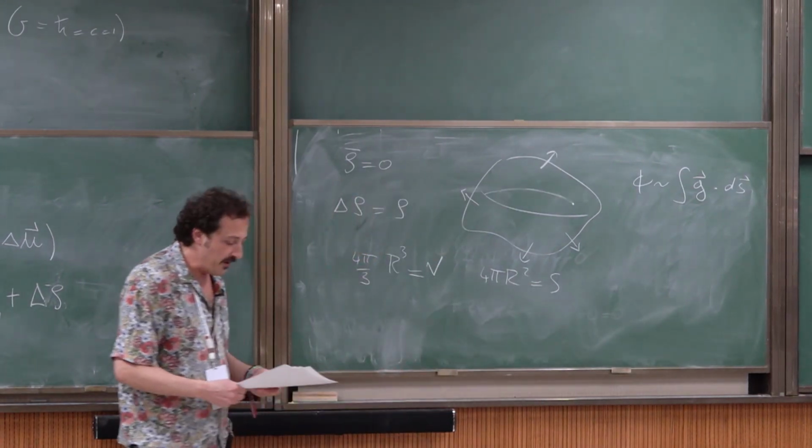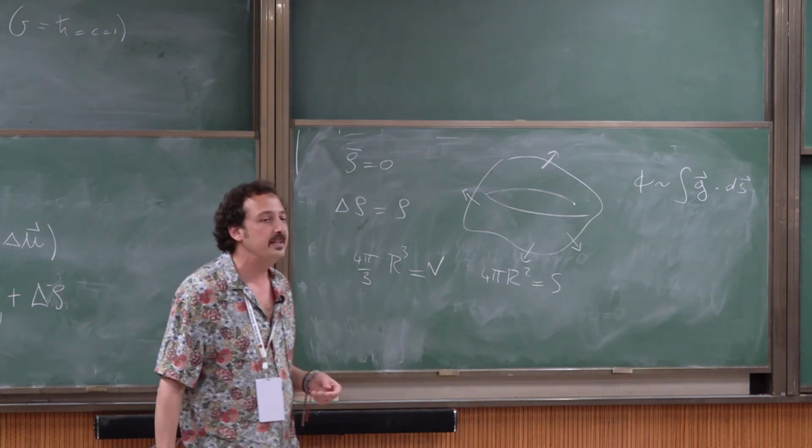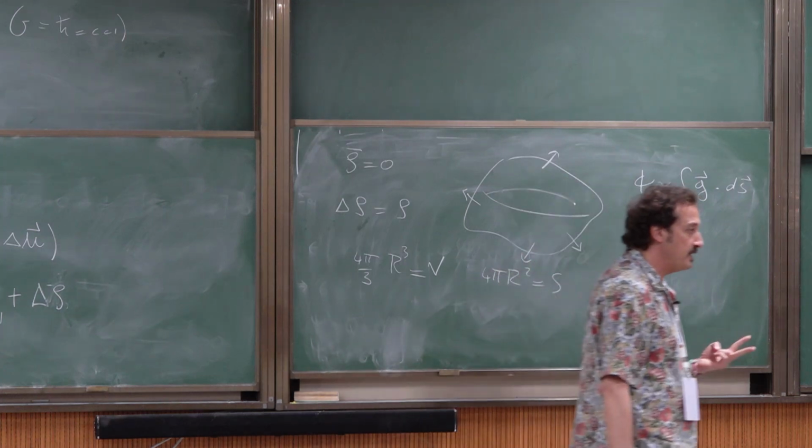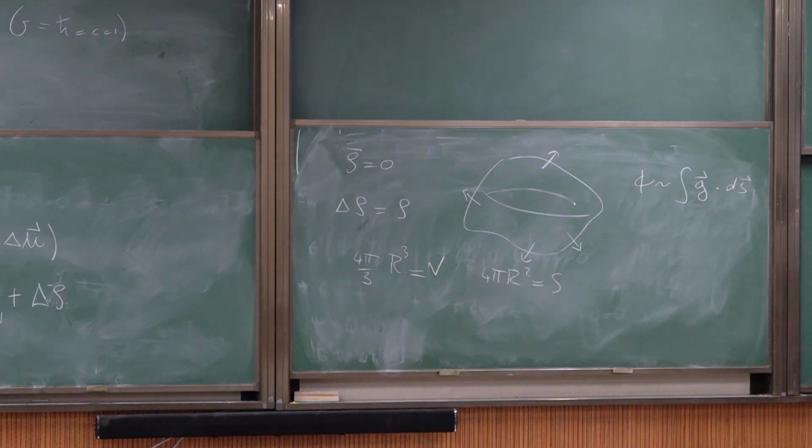However, what happens in general relativity? In general relativity, they might not be related. So the volume and the surface may be two different things, and may depend on two completely different functions. That's very important. So let's see.